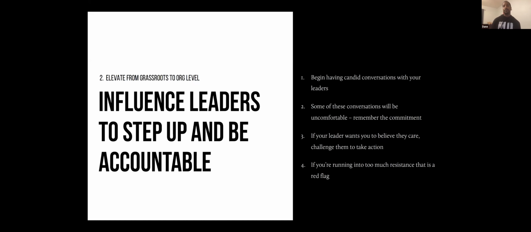And if you're running into too much resistance with your leadership, then that is a red flag. You need to really question whether the company you're at cares about it, such as what happened at Coinbase. They lost, I believe, two-thirds of their Black employees because they figured it's just toxic all over.